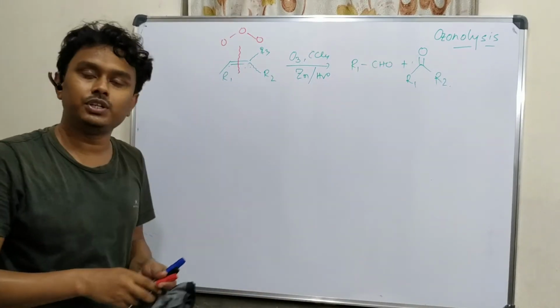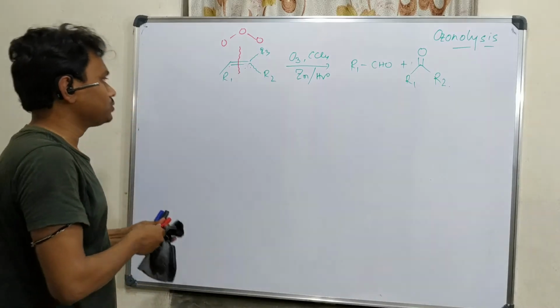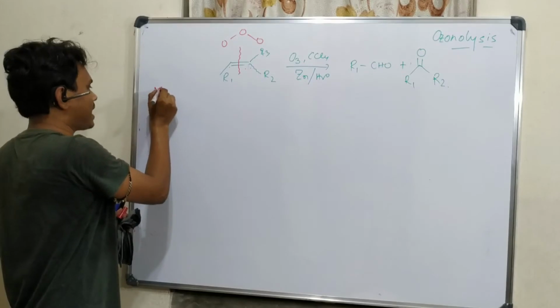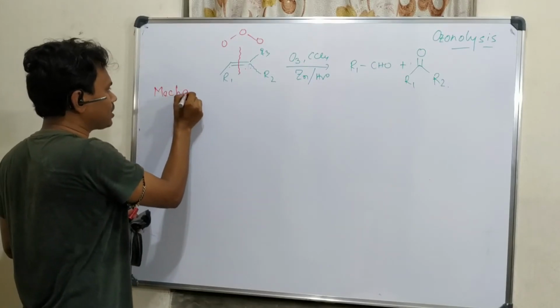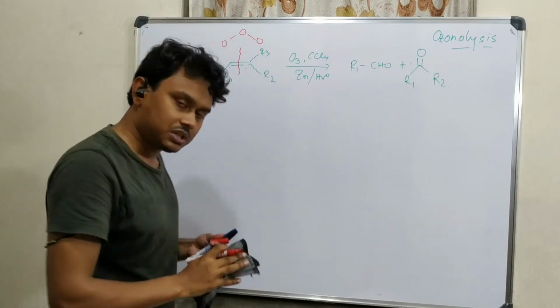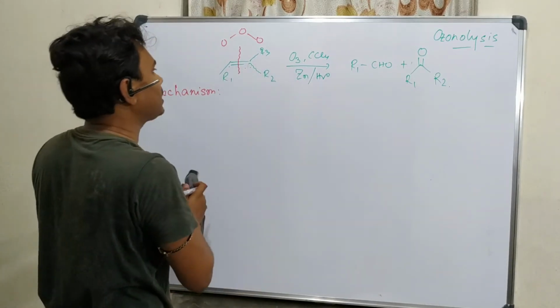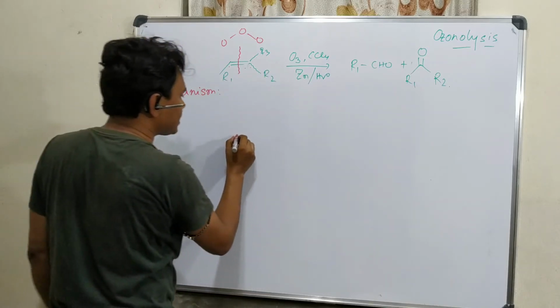In the next video I shall make a video about Bart's reduction. So right now we are going to describe the mechanism. As I told, if you do not want to read the mechanism, try to skip it and read the alkyne part. So, how does this reaction happen?